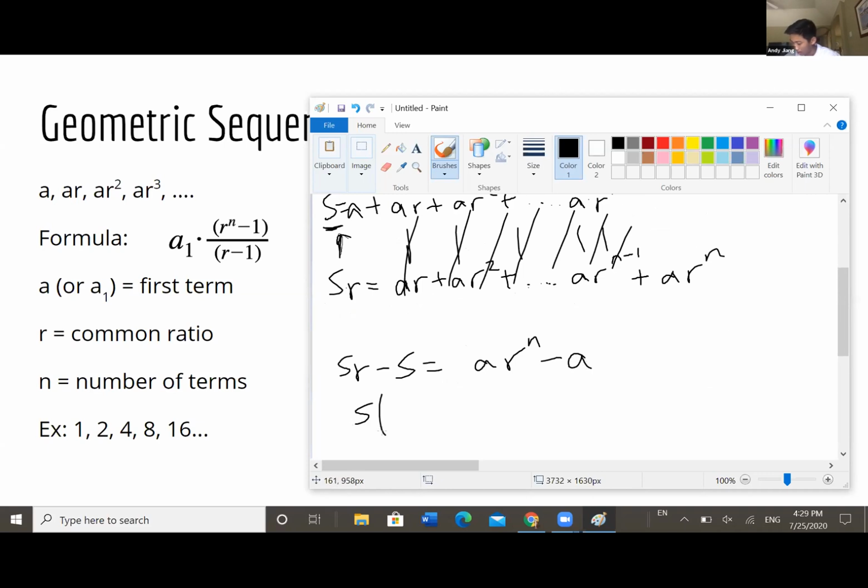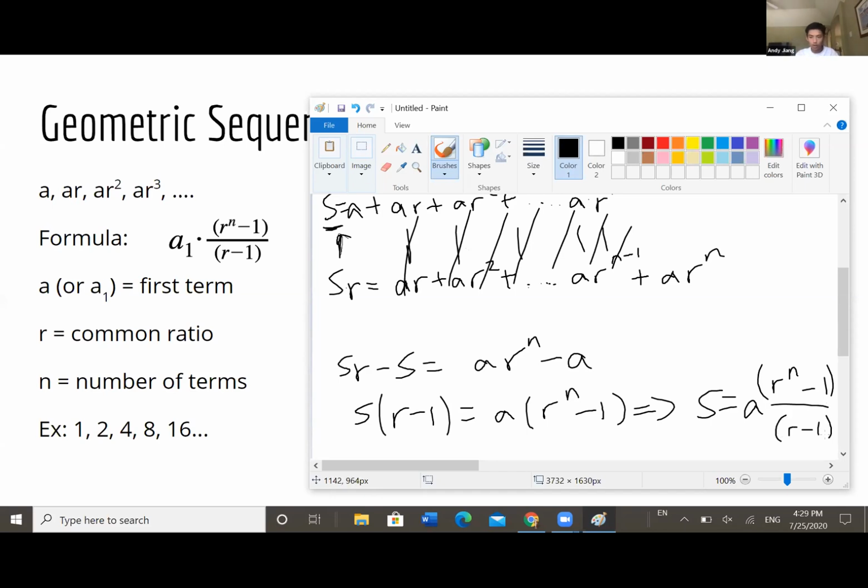And then factoring, I get s equals a times r to the n minus 1, all over r minus 1. So are there any questions about how I got this?